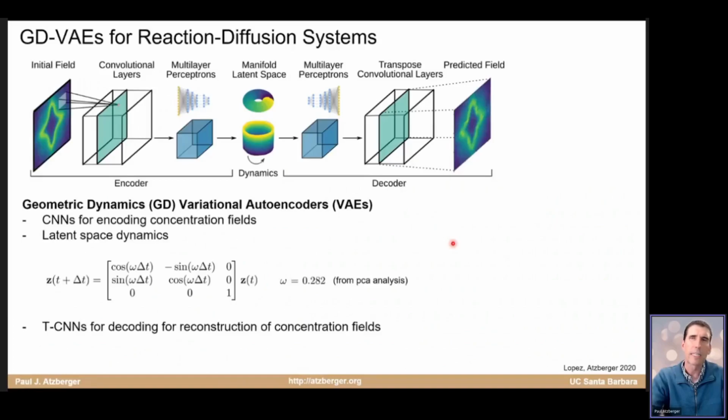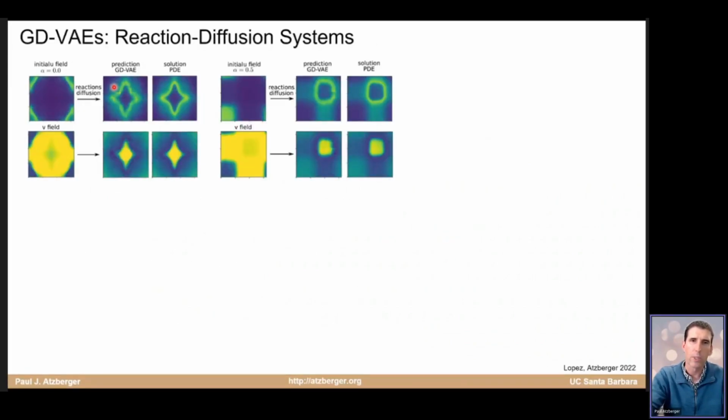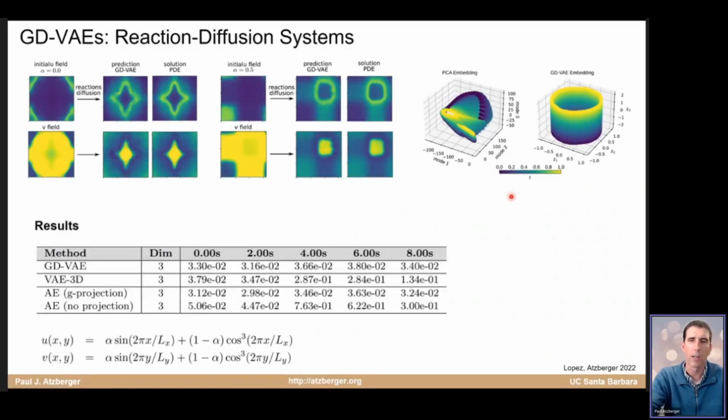And this wouldn't require any knowledge in advance of the underlying PDE. This could be done from experimental data or higher fidelity simulation data. So this is just showing what the predictions are of the GD-VAE versus the actual solutions of the reaction diffusion PDE in that context. So you can see it works quite well.